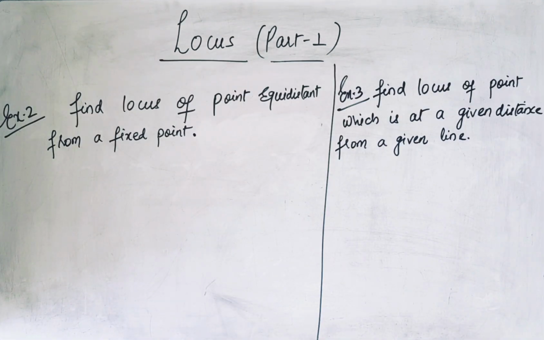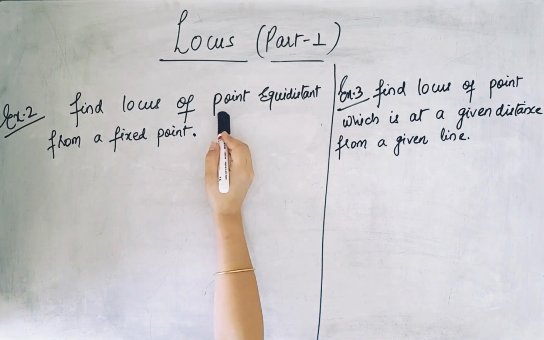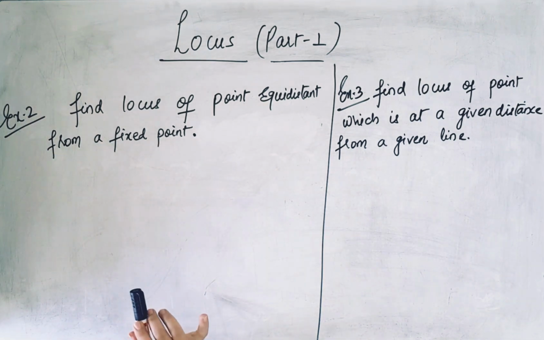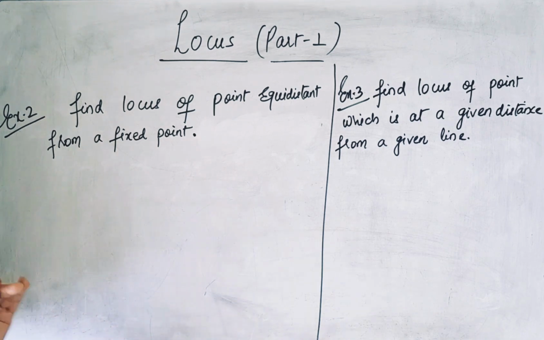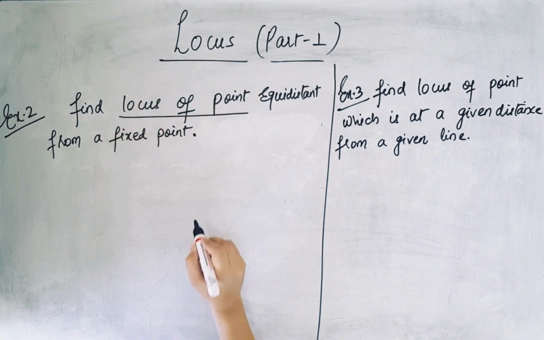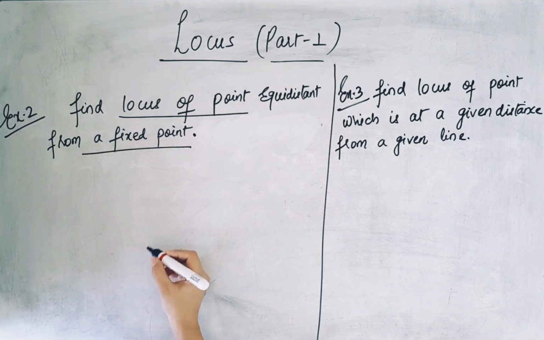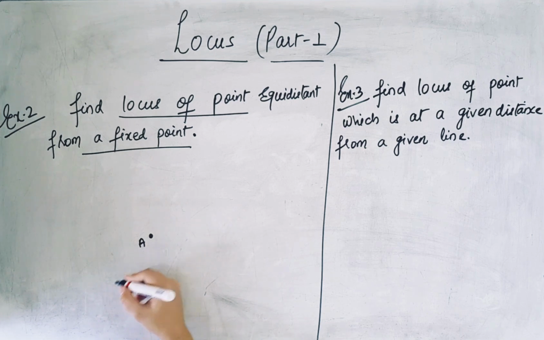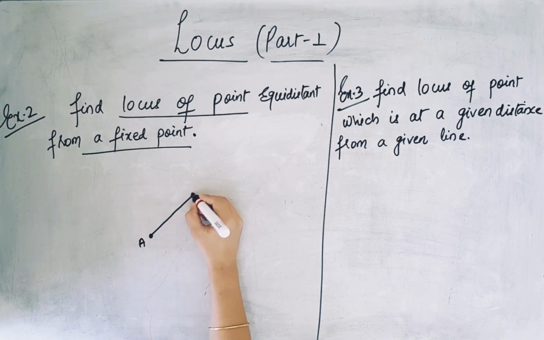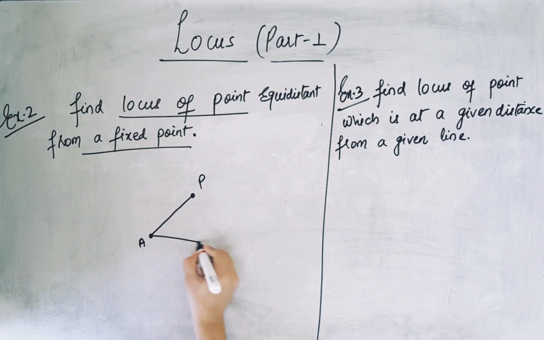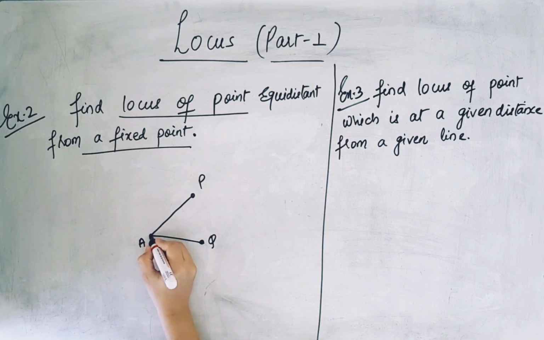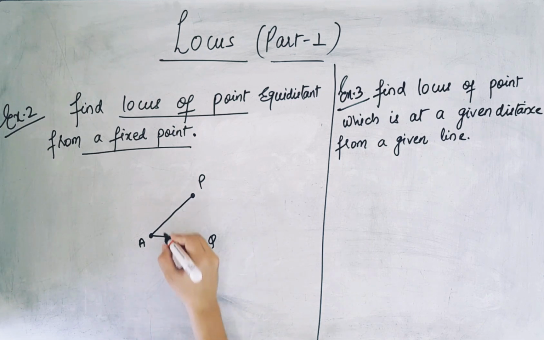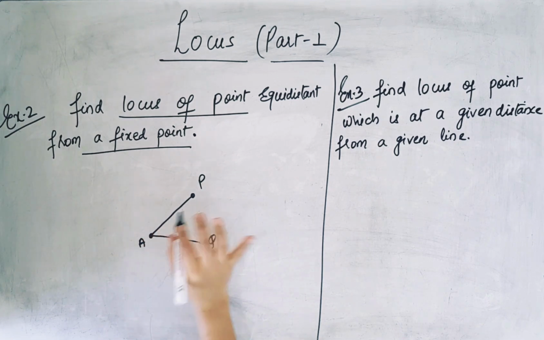Example number 2. Find the locus of a point equidistant from a fixed point. Now see again what we have to calculate. Locus of a point equidistant from a fixed point. Let's suppose there is a fixed point which is A. Now equidistant. So this point can be here also. This point can be here also because they have told equidistant from a fixed point. From the fixed point I can draw an infinite number of lines, but the distance should be the same every time.